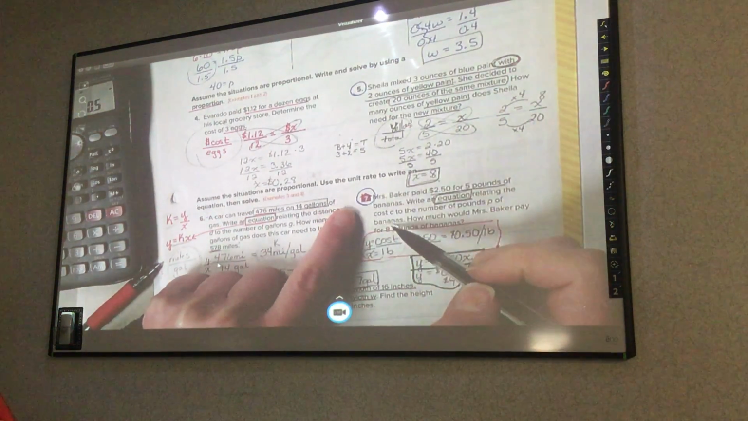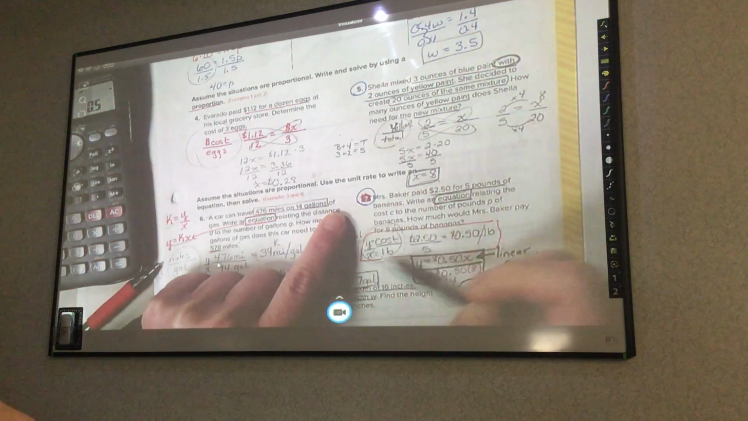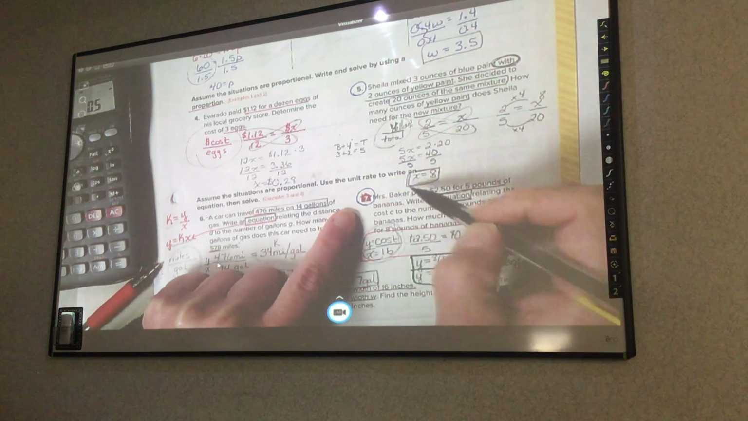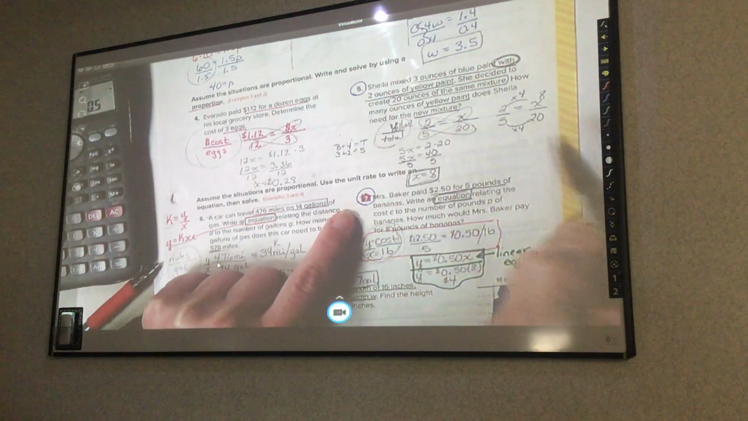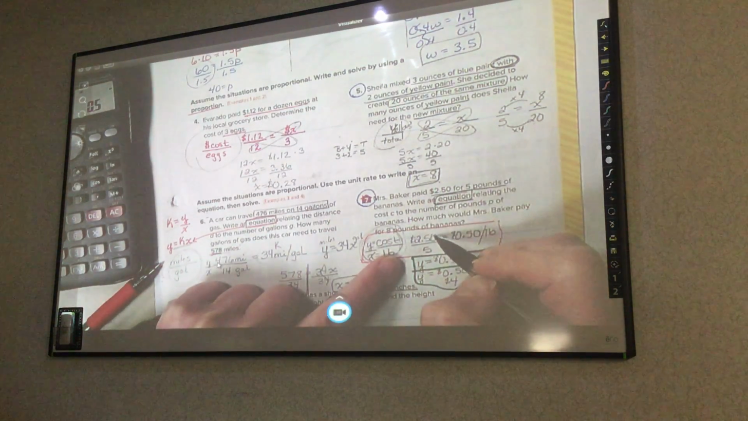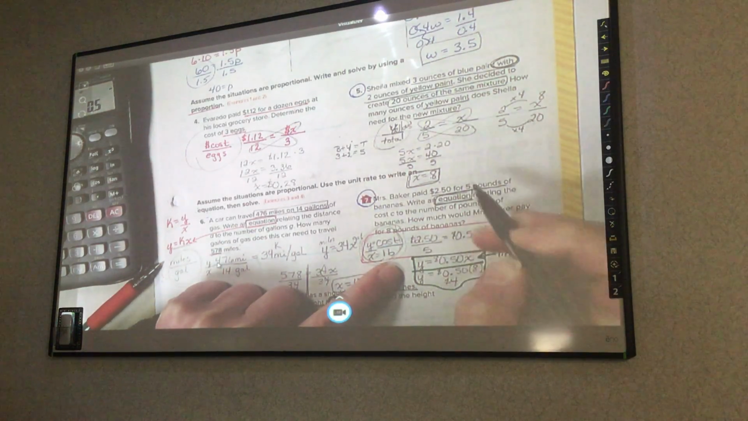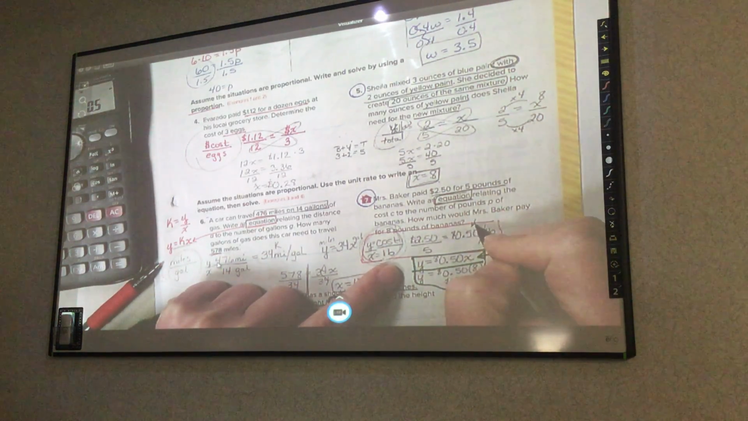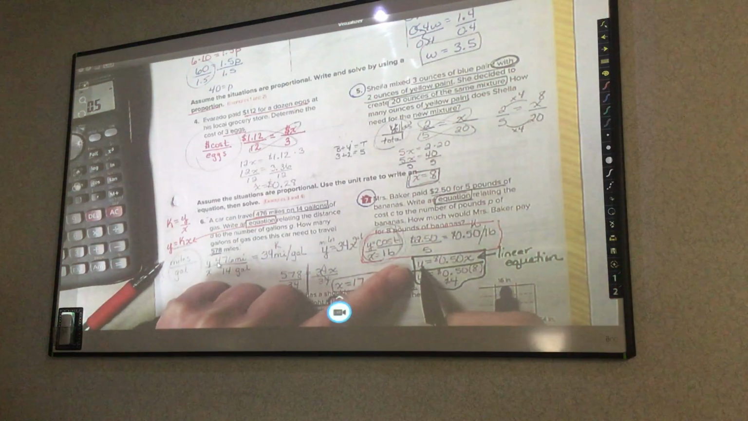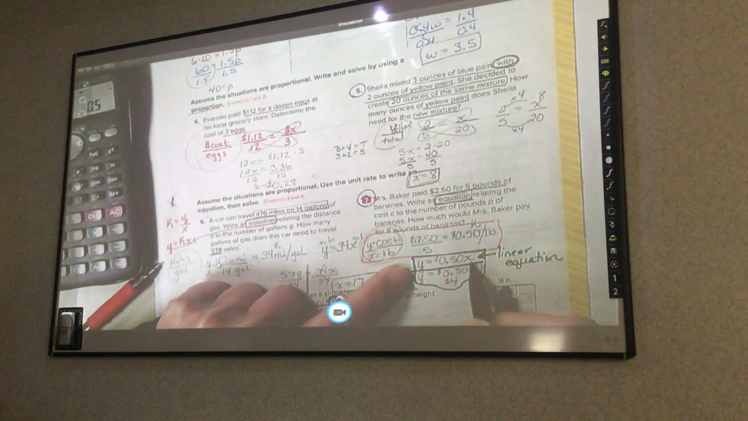Number 7, again, we started with cost per pound. Mrs. Baker paid $2.50 for 5 pounds of bananas. So cost, $2.50 for 5 pounds. We found the 50 cents is my constant. We put it into an equation. Y equals 50 cents times X.